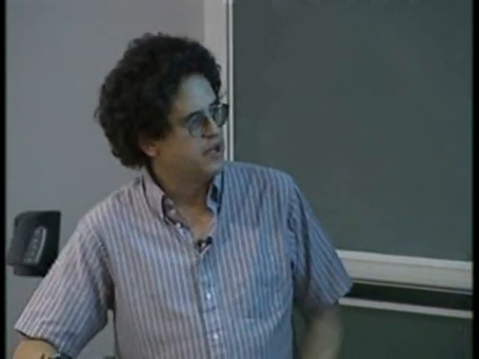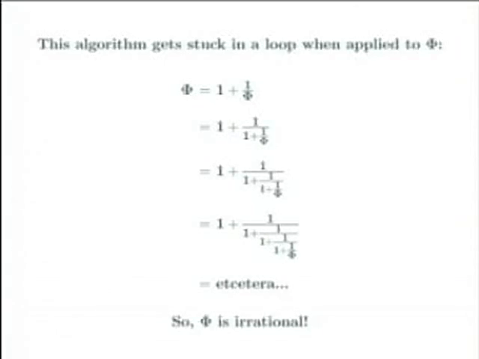And if you have already convinced yourself that when you have a fraction, a ratio of two whole numbers, this process must stop, then with this number here, where it never stops, it can't be a ratio of two whole numbers. So it has to be what's called an irrational number.